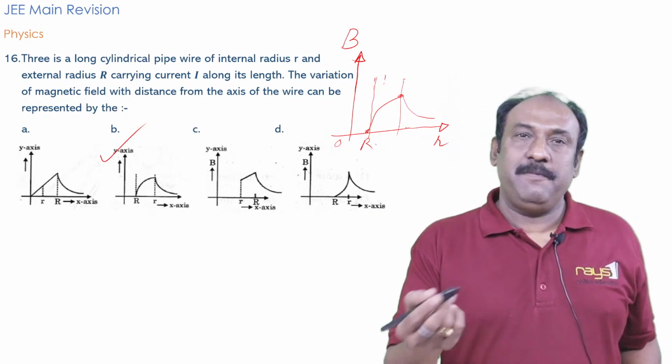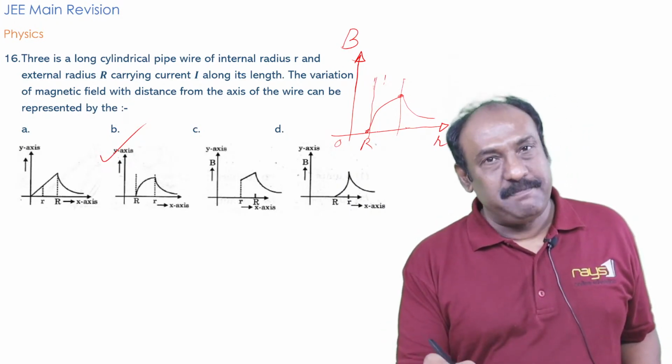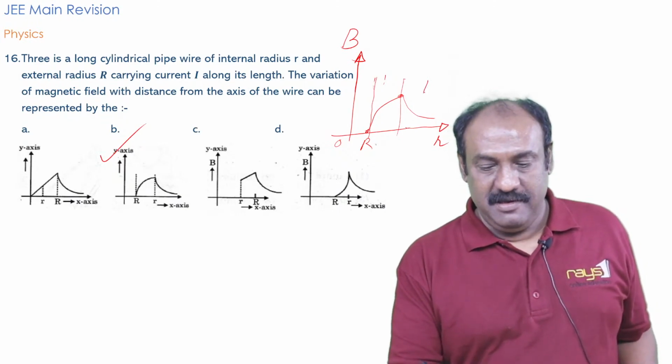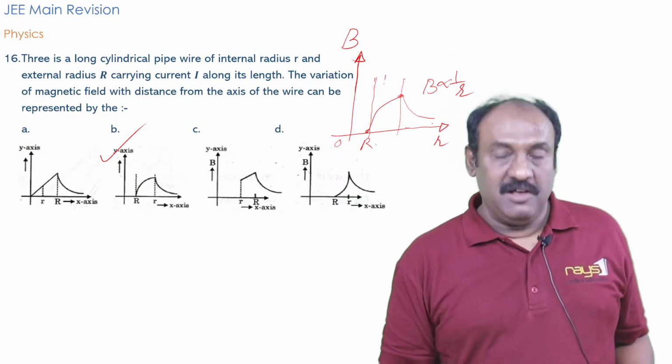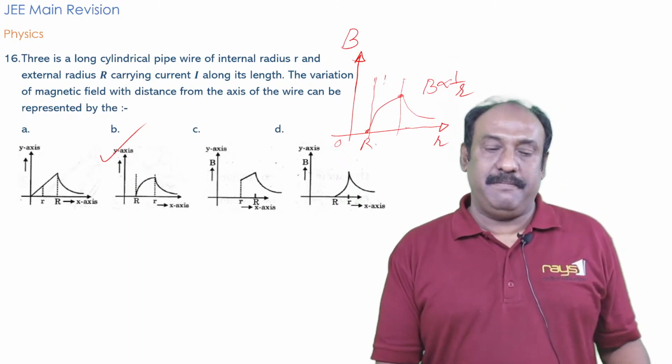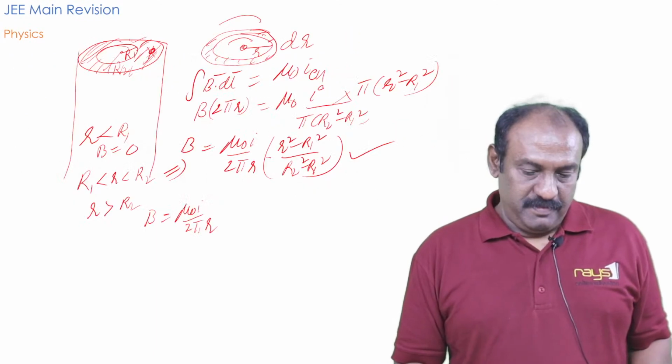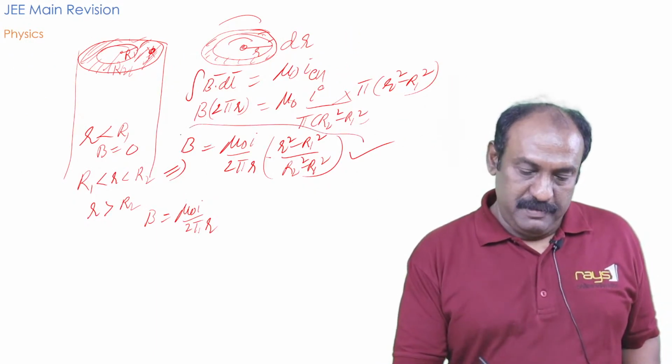Outside the wire, B is inversely proportional to the radial distance. B is inversely proportional to radial distance. So we get the graph like this. So the answer is B for question number 16. This is the equation you have to remember.